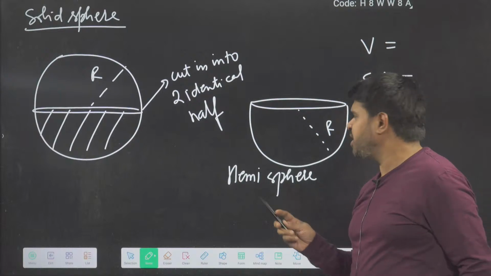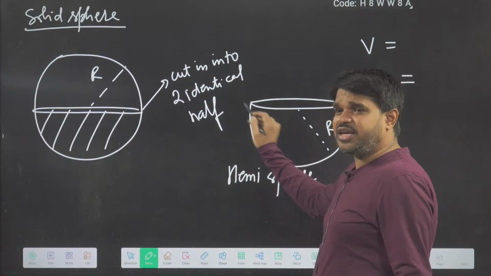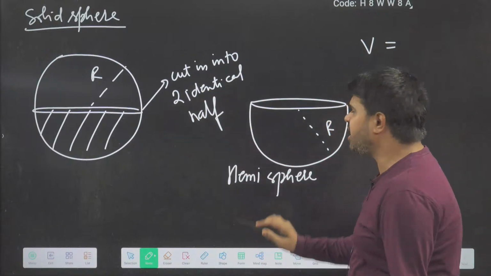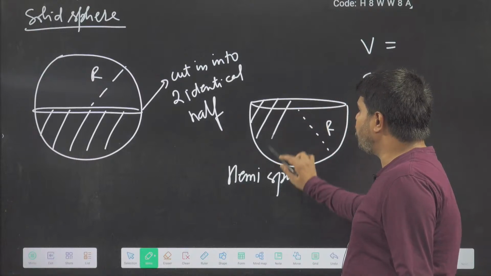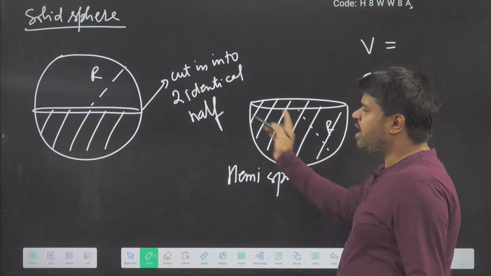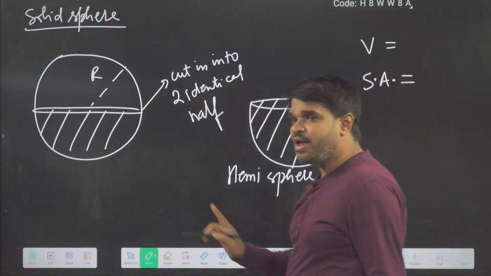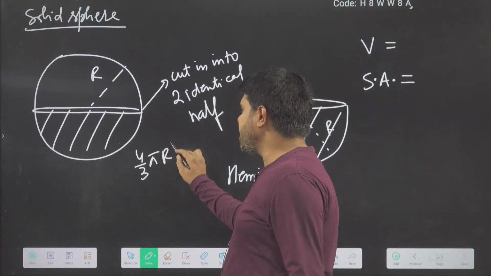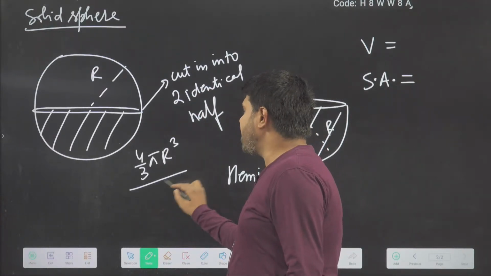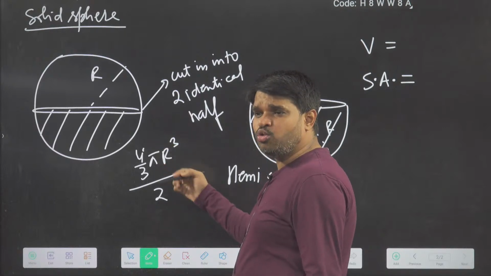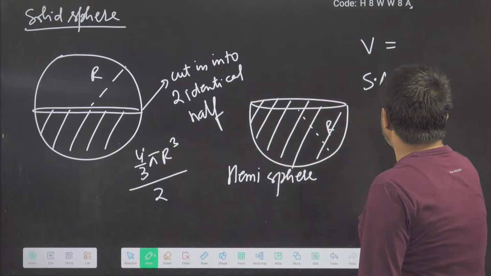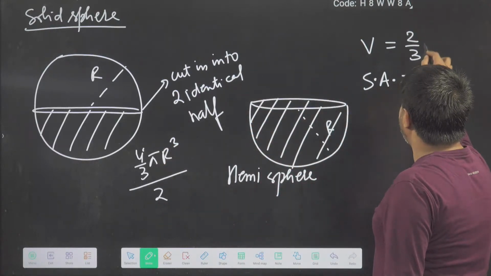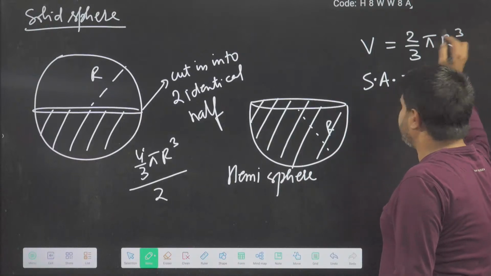Volume will be very simple. See, this hemisphere is half of this sphere. So, definitely, the volume it is going to acquire will be half of the volume of the sphere. For a sphere, what is the volume? 4/3 pi R cube. If I divide it by 2, 4/2 becomes what? 2. So, volume will be 2/3 pi R cube.